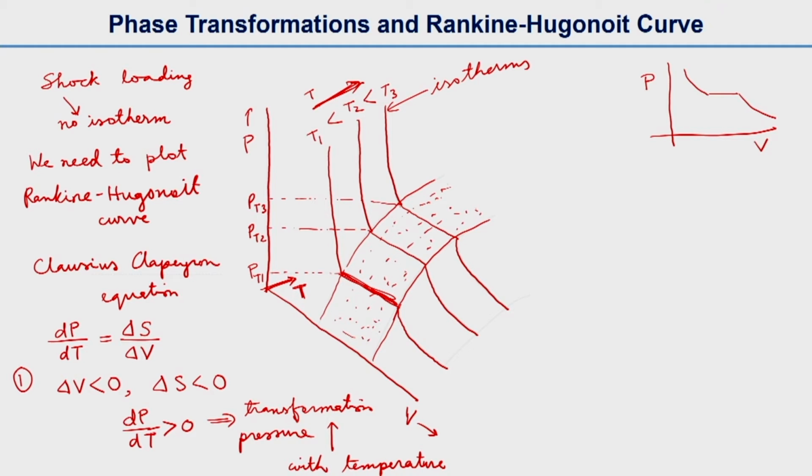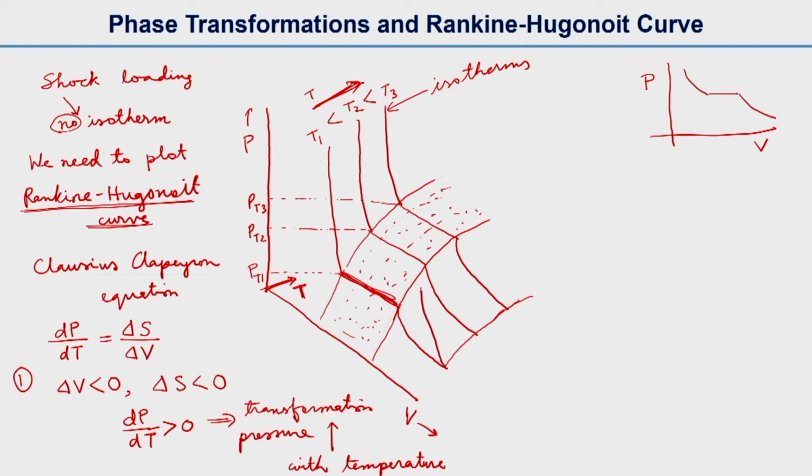Now we want to talk about the Rankine-Hugoniot curve. As we already discussed, for shock loading we don't need an isotherm. So no isotherm, we need the Rankine-Hugoniot curve. So how do we draw the Rankine-Hugoniot curve? It is a little different from this isotherm. This point is there, and we can draw a line here as a reference line where the isotherm starts from.